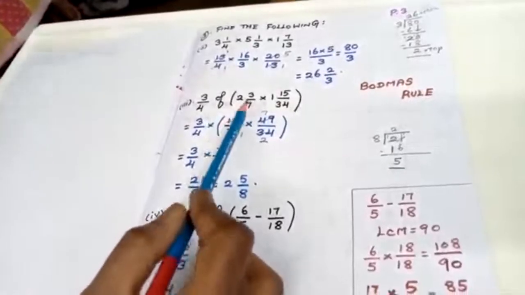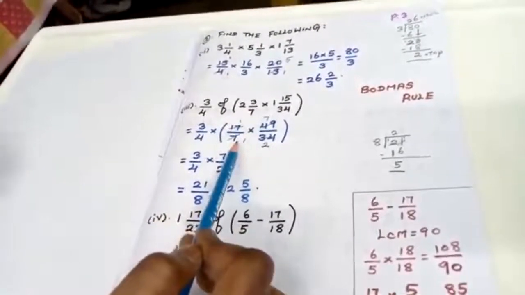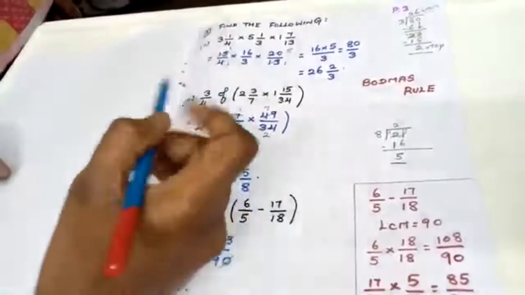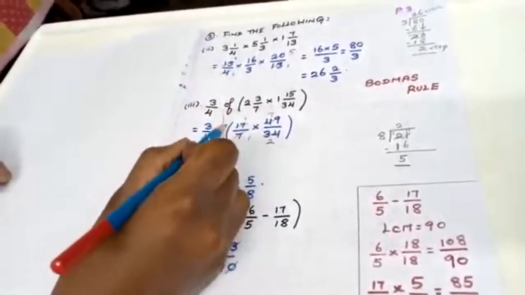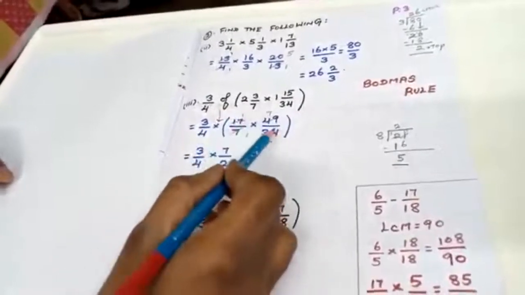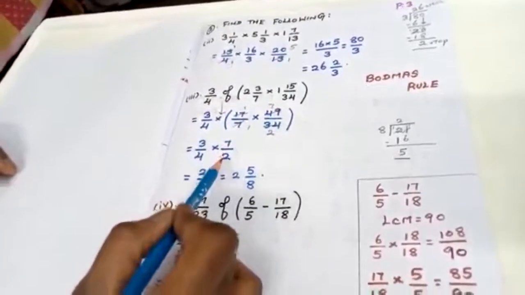First convert the mixed fraction into a proper fraction. After converting, you are going to solve the value inside the bracket. Instead of "of", you are going to write it as "into". 3 by 4 into, calculate this value students, you will get the answer as 7 by 2.